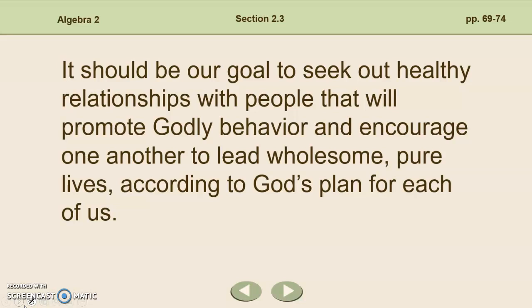It should be our goal to seek out healthy relationships with people that will promote godly behavior and encourage one another to lead wholesome, pure lives according to God's plan for each of us.